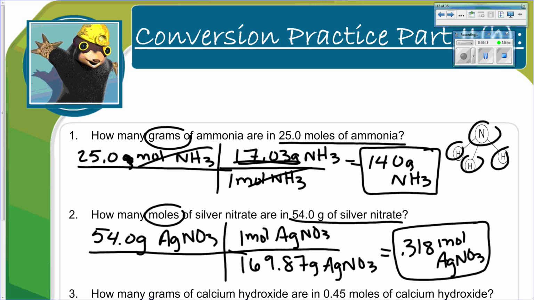Remember, all these are interchangeable. You notice up here we've got moles on the bottom, and down here we've got moles on the top. It's more important to remember that you're canceling out the units and you're using it as a ratio and a conversion factor to get from moles to grams.